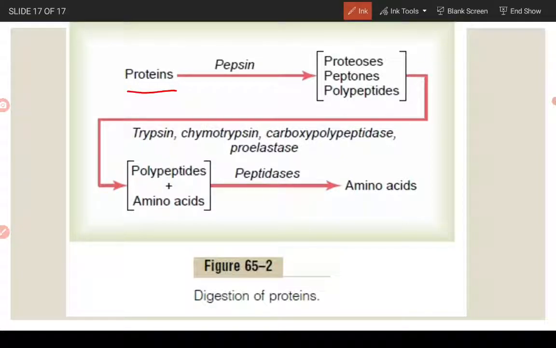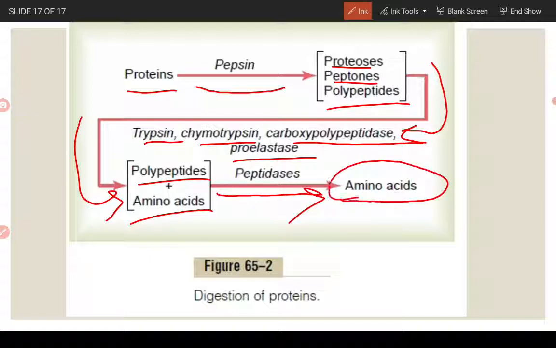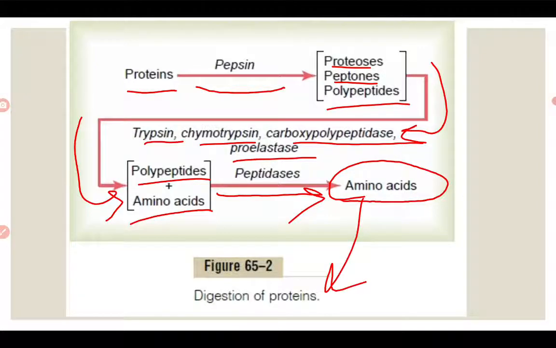So let's summarize. There's a whole protein. Pepsin acts in the stomach and breaks it into proteoses, peptones, and small polypeptides. Then they go through the small intestine where there are trypsin, chymotrypsin, carboxypolypeptidases, and elastases, and they are converted to smaller polypeptides and amino acids. Then peptidases are the enzymes that work on them, and they are converted into singular amino acids, and no polypeptides or peptide chains remain. The final digestion of proteins has occurred, right?